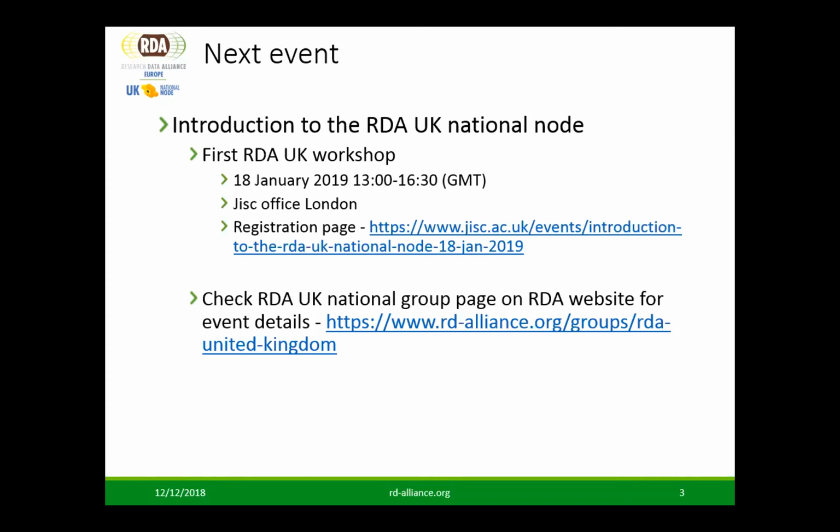There's a draft agenda on the registration page, not repeating what we've said here, not too much, I hope, but some feedback from the previous plenary, some updates from working groups and interest groups, and also some of the RDA experts. There's a call for experts, but four of the six previous experts who went to Botswana were from the UK, and I think a couple of them are on this call, so we'll be hearing from them as well.